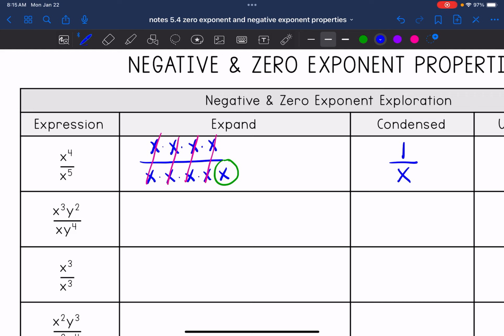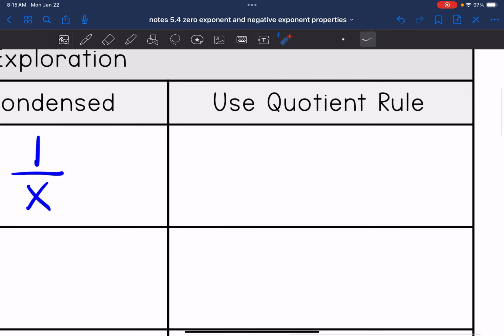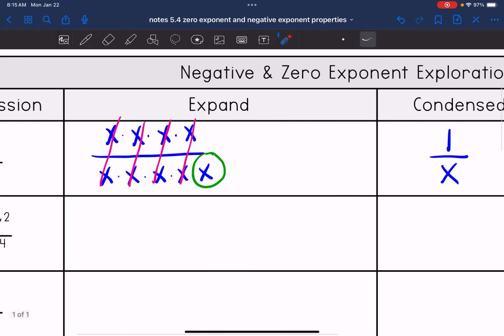Okay, but I want you guys to see what we would get if we were to use the quotient property. The quotient property says that we subtract. So if I had x to the 4 minus 5, that would give me x to the negative 1. So not exactly what we got when we condensed, but there's the pattern. Okay, so let's do another one so we can see it better.